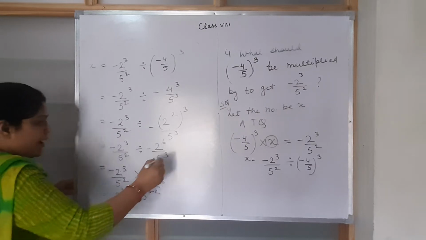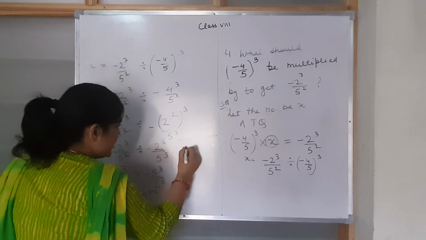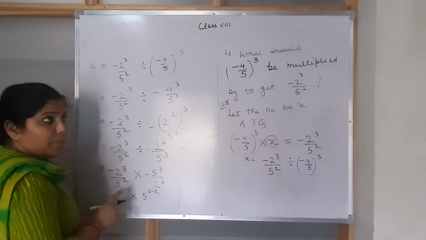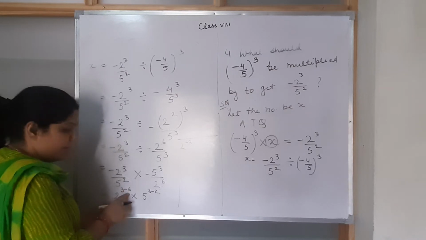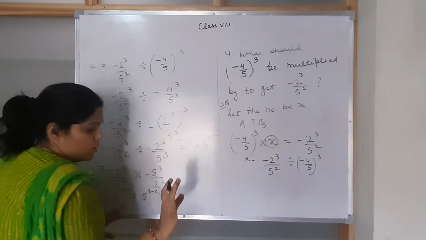Now we'll get, just look here. This is going to be 2 raised to the power minus 3. Please take care of the sign. 3 minus 6 will be minus 3. Sign will be of the greater number. And this is 5. 3 minus 2 will be 1. Alright.